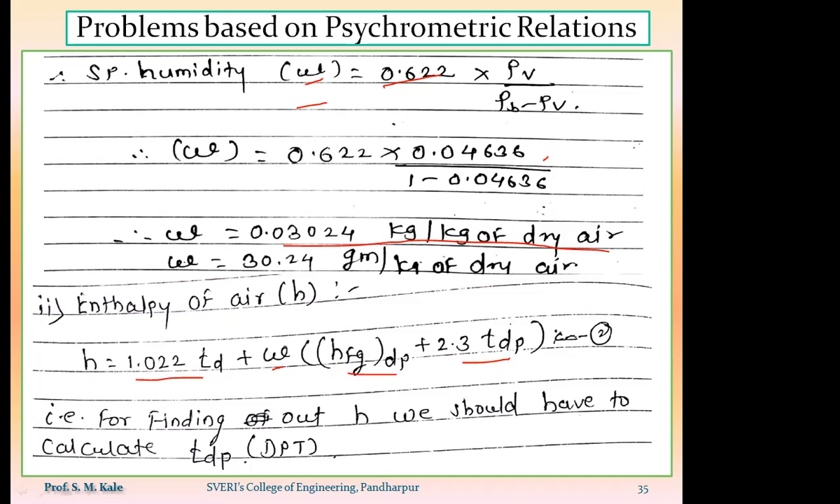आता ह्या ठिकाणी ड्यू पॉइंट टेम्परेचर लागते. ड्यू पॉइंट टेम्परेचर साठी मी काय करणार आहे, ही जी काय पीव्ही ची व्हॅल्यू आहे त्याच्या करस्पॉन्डिंगचं टेम्परेचर फाइंड आउट करणार आहे स्टीम टेबल मध्ये. 0.04636.